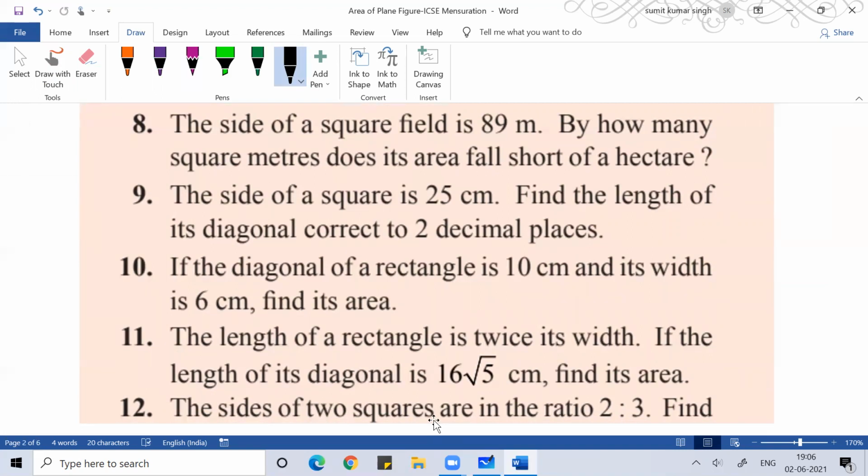Here you should know, Dhoni, 1 hectare is equal to 10,000 meters square. Okay, sir. There's another unit of area which is called R. 1 R is equal to 100 meters square, or 1 hectare is equal to 100 R.